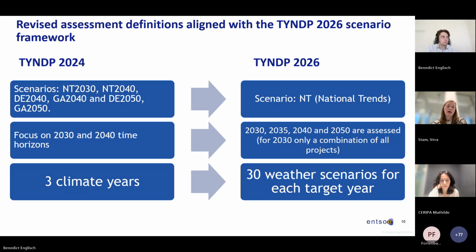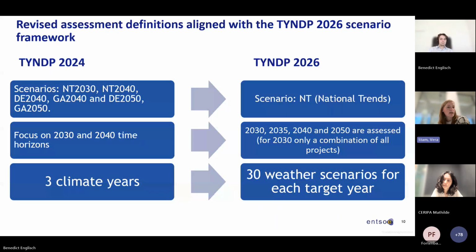And instead of 3 climate years that we used in the 2024 cycle, we now have weather scenarios. We have 30 of those for each target year, but we then use the 3 most well suited for each year, basically. And this is also something you can read in the document.